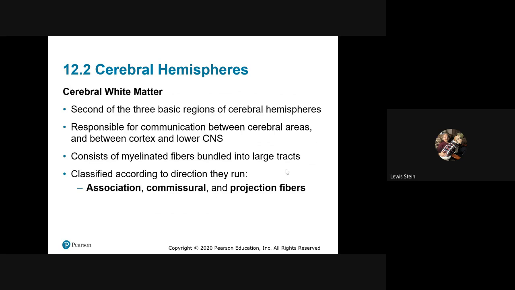Projection fibers are up and down. So basically, they're white matter that's either sending the signal down for motor activities or bringing the signals up for sensory activity or a mixture thereof.